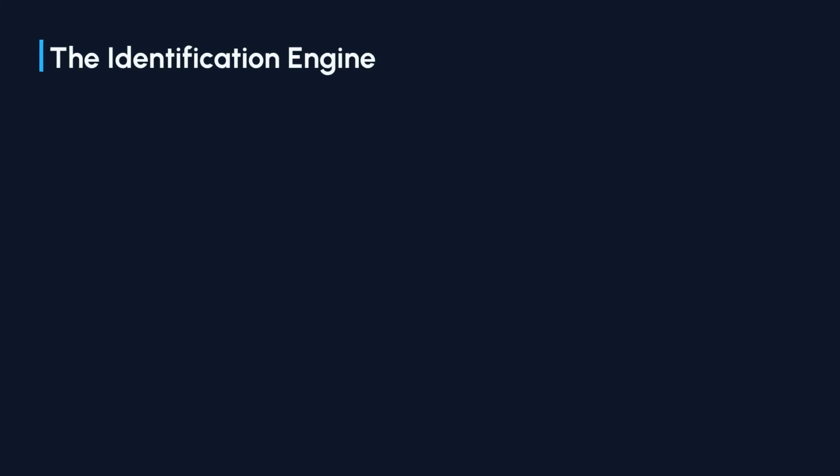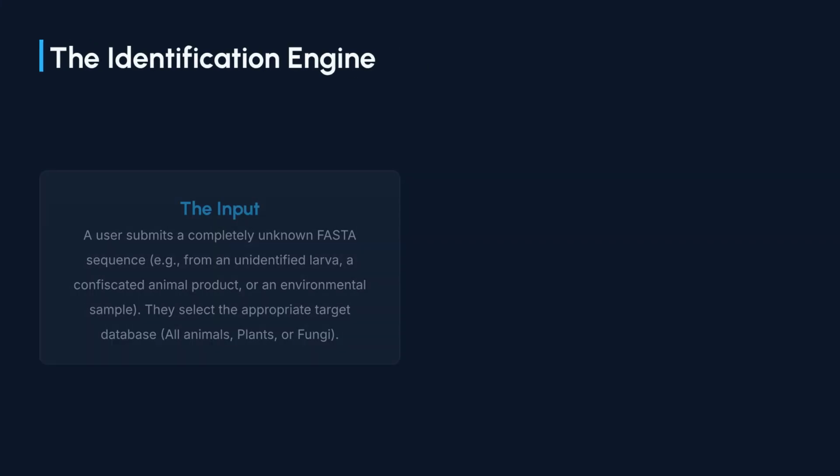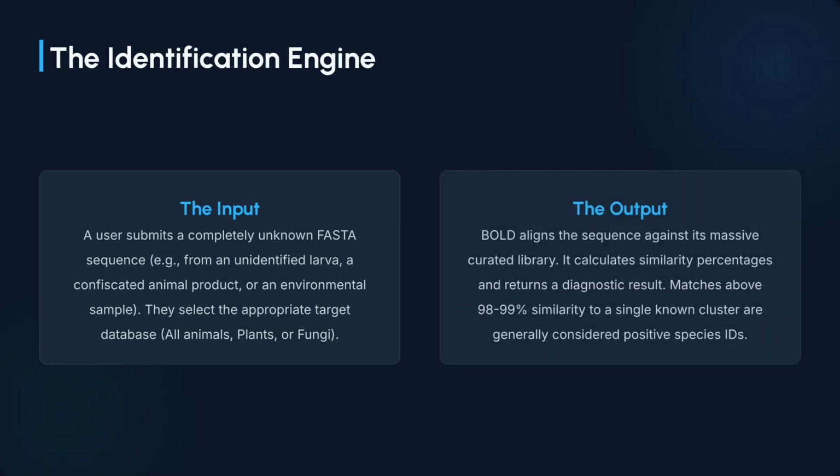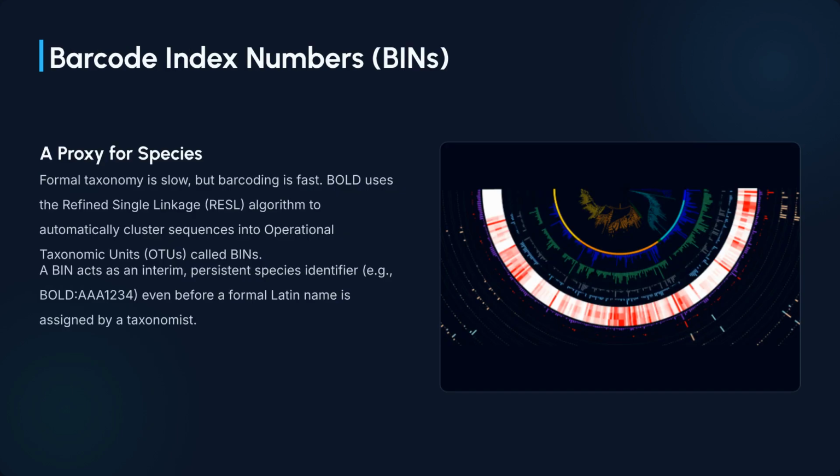The identification engine takes an unknown FASTA sequence as input and aligns it against BOLD's curated library. The output is a diagnostic result, where high similarity to a single known cluster is considered a positive species ID. Barcode index numbers, or BINs, serve as a proxy for species.